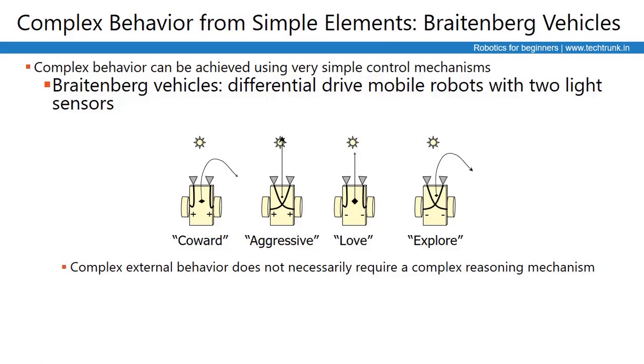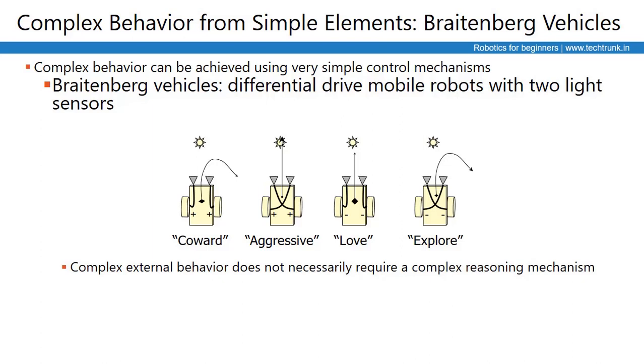Braitenberg Vehicles use differential motor robots with two light sensors, and according to Braitenberg, complex external behavior does not necessarily require a complex reasoning mechanism. According to Braitenberg, the synthesis and execution of a robotic system is quite easy compared to the analysis part. So the analysis has to be fully done in the robot architecture system. Then after that, the complete coding or programming part comes up.